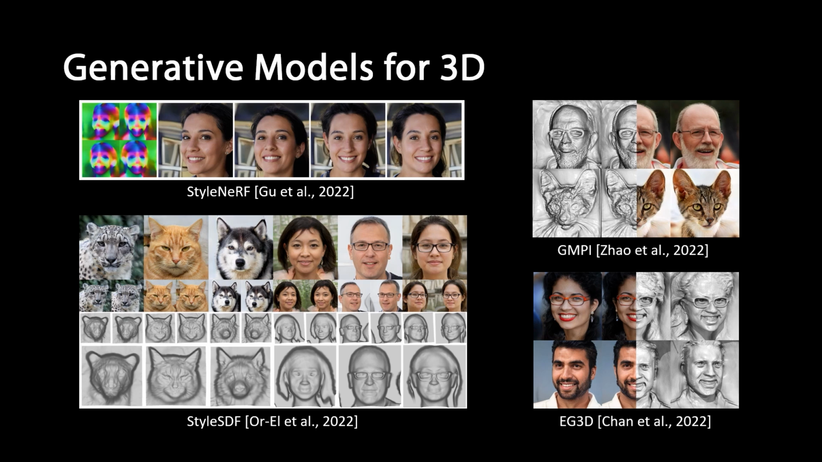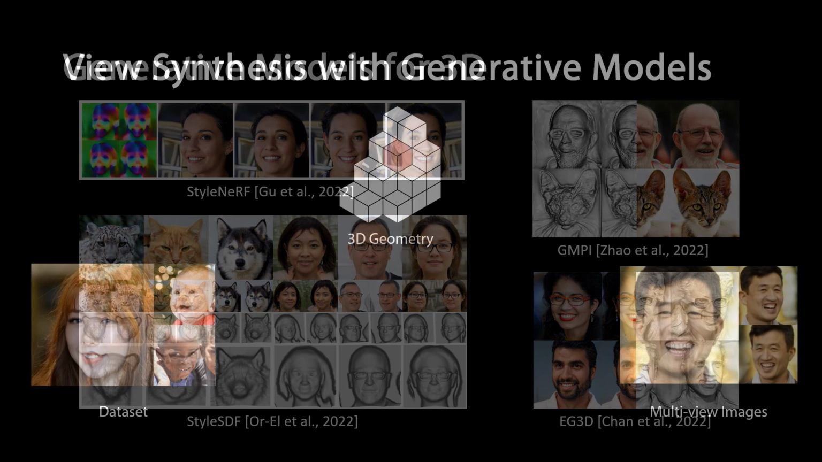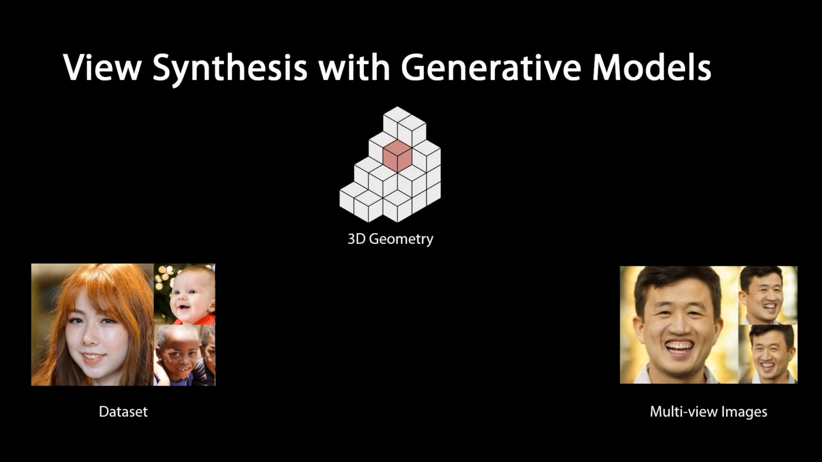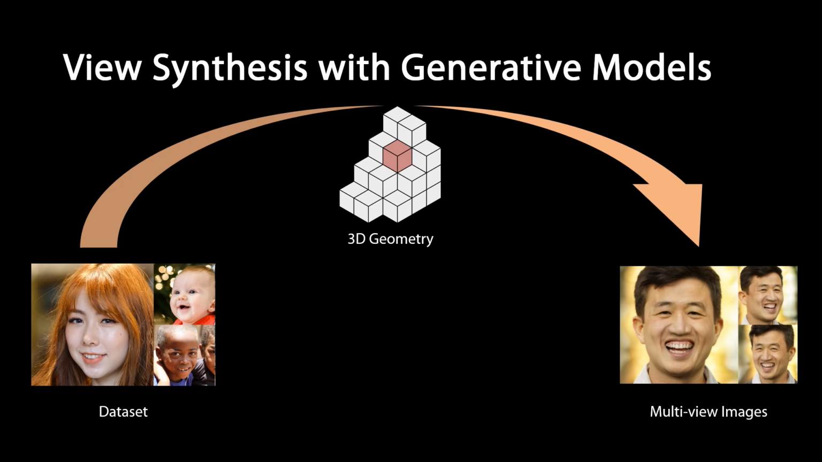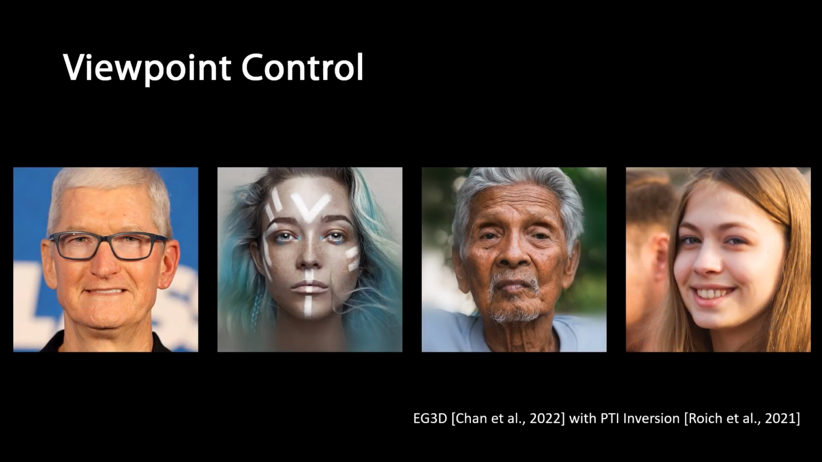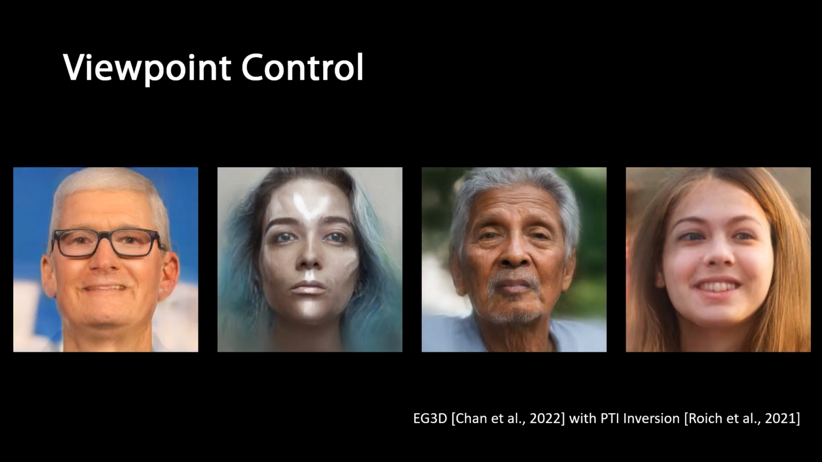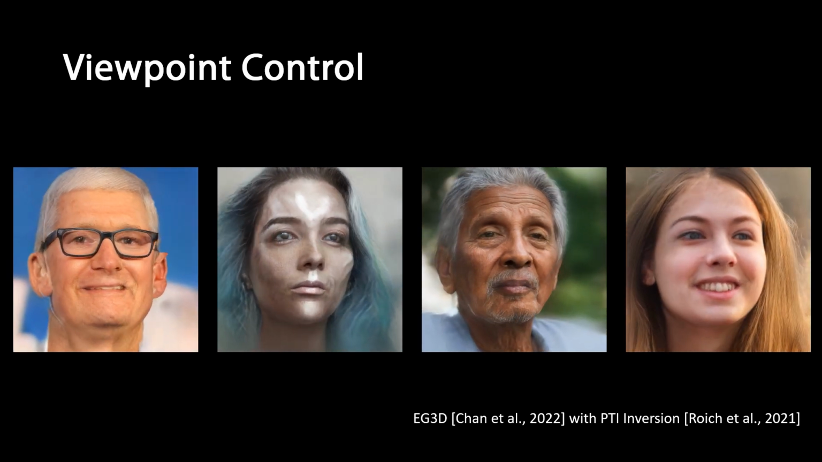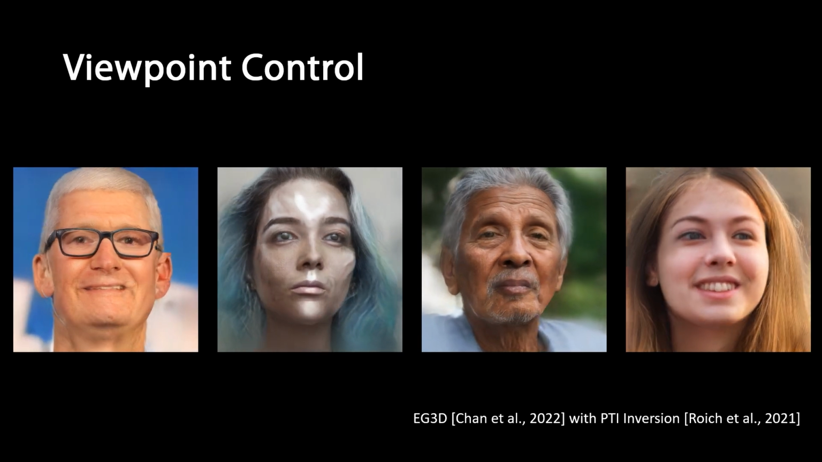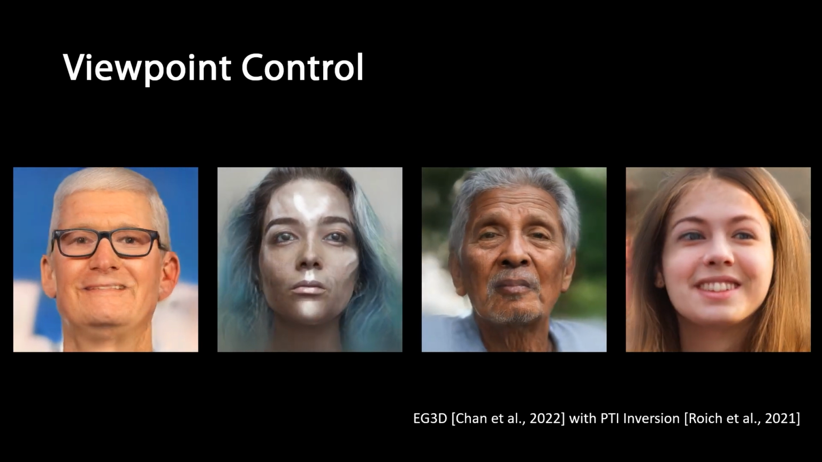These methods learn 3D representations from 2D data and have proven to be effective with a variety of neural representations. One useful application of these models is viewpoint control. To do so, these methods usually first synthesize 3D geometry, then render the geometry from new viewpoints. For example, given these 4 individuals, we can invert them into a geometry-based GAN such as EG3D, then generate novel views. However, this has some disadvantages.